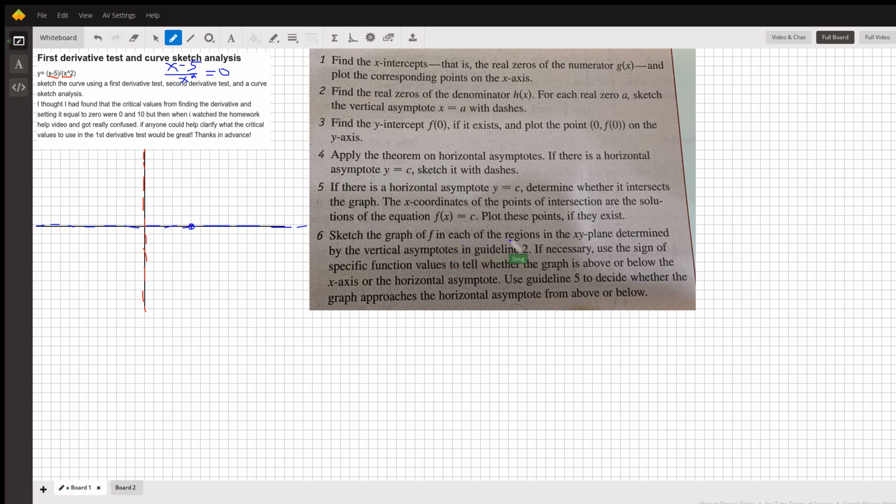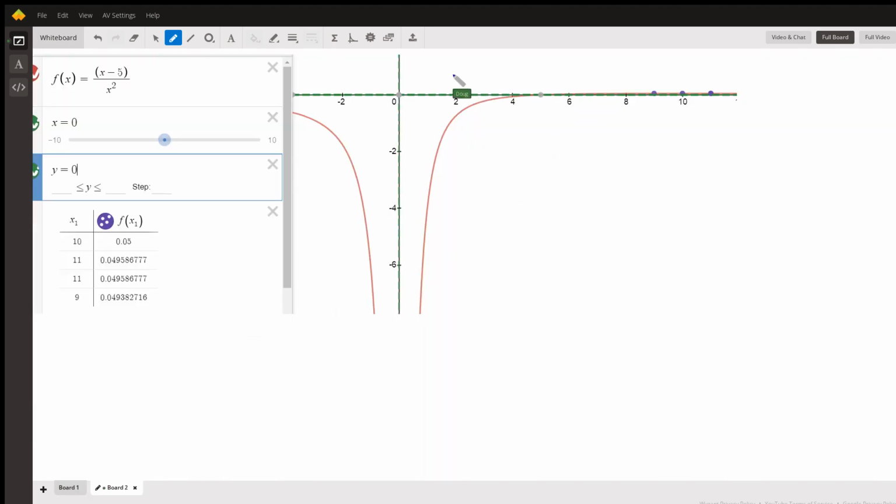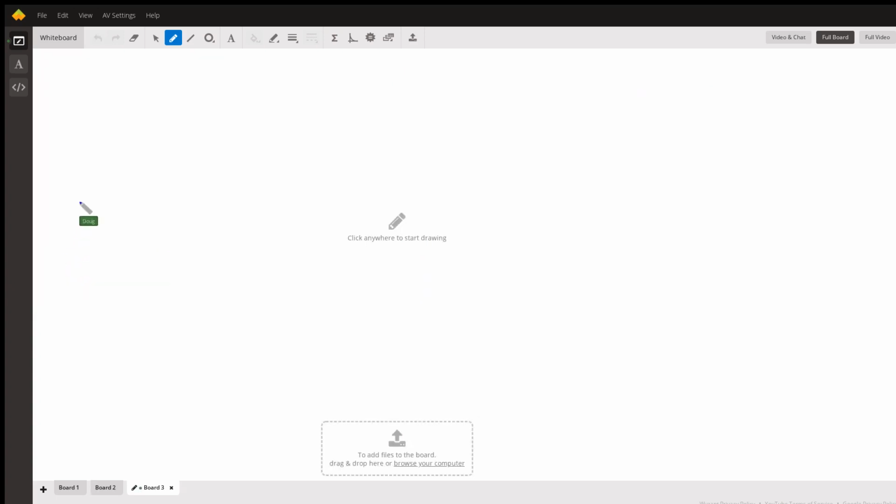Sketch the graph of each. Well, okay, now this is where we're going to start using calculus. Okay, let's go to the next board and see what the graph looks like. There's the vertical asymptote, the horizontal asymptote. It looks like there is a critical number here at 10 when x is 10, and of course when x equals 0. Let's go to the next board and we'll talk about that.